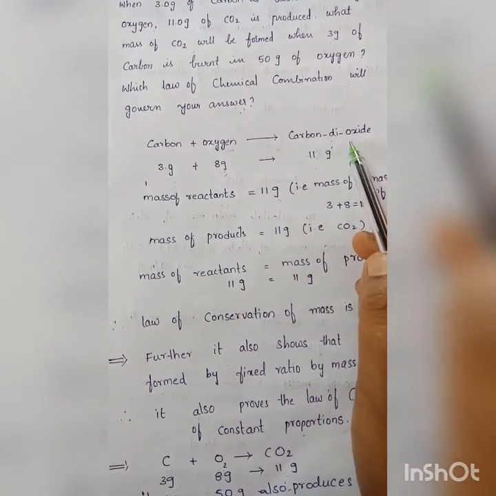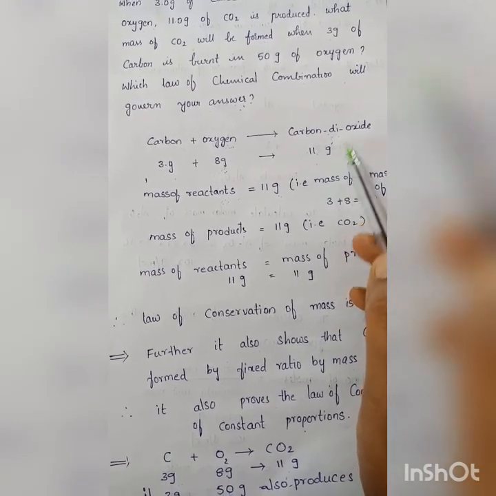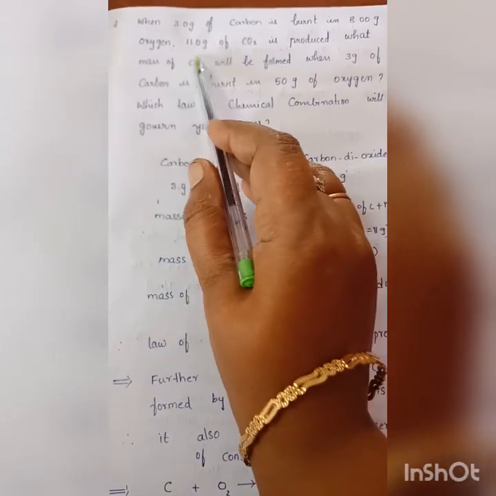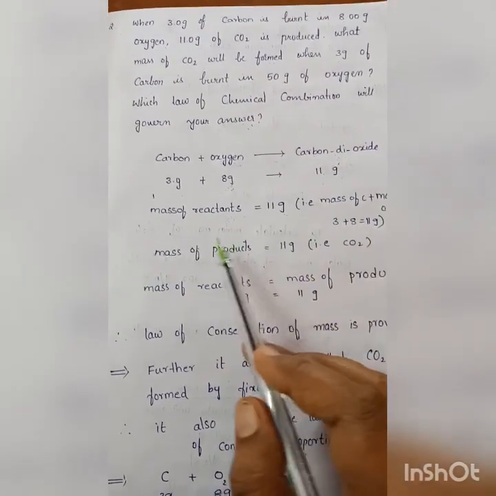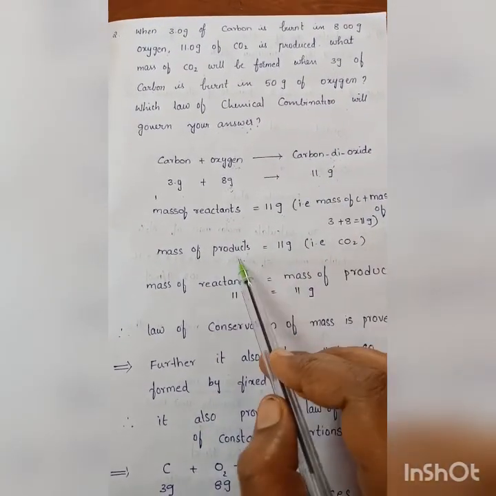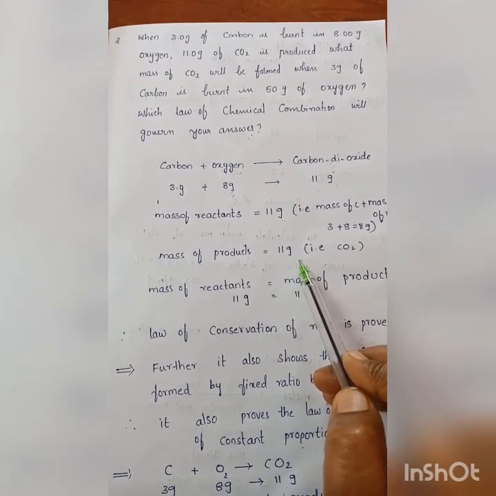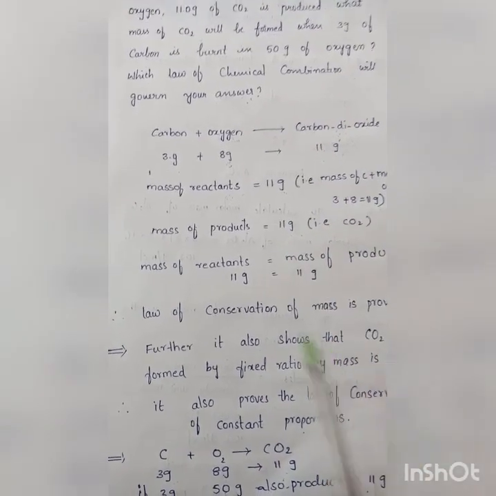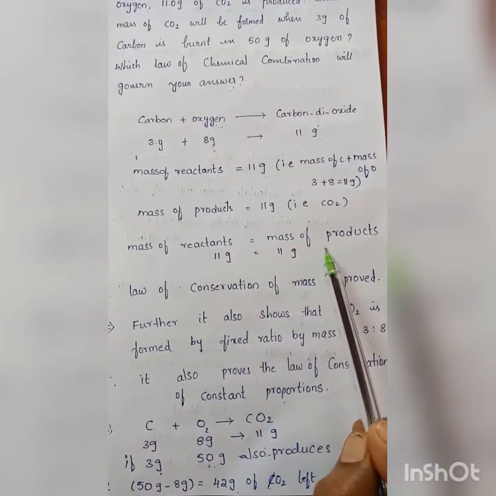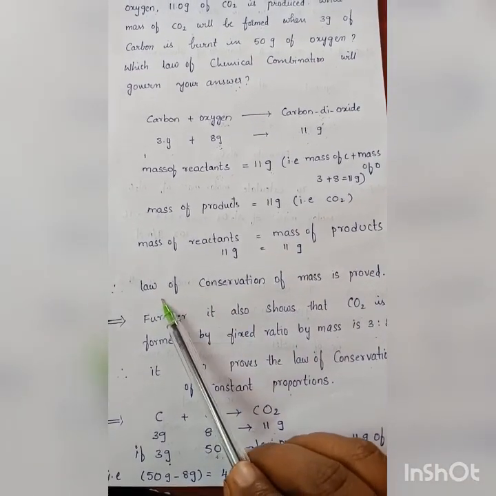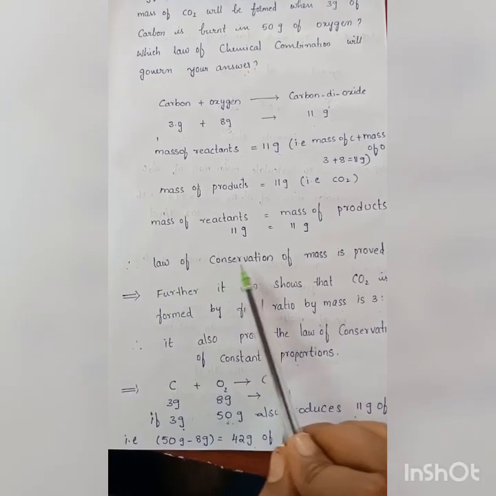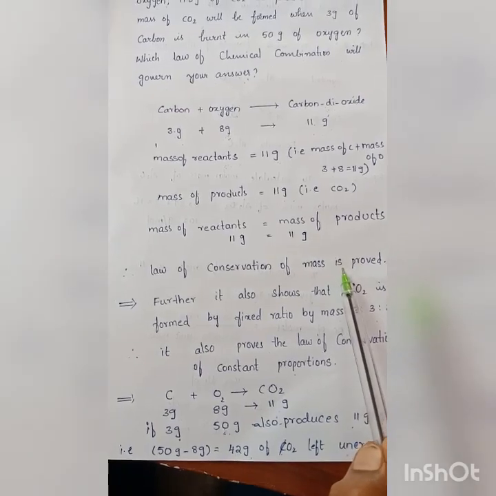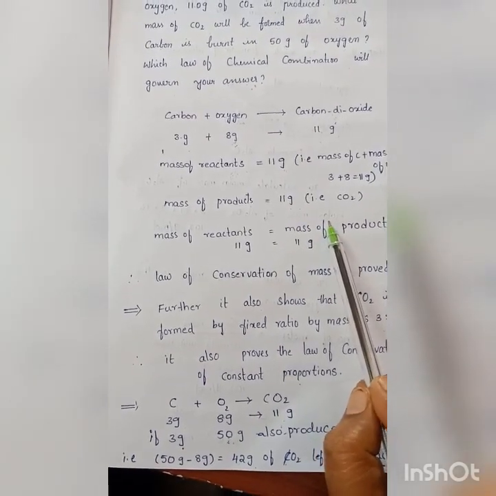Next, mass of product. Here only a single product is there. Mass of product is already given in the data. That is, 11 grams of carbon dioxide is produced. So the mass of product is 11 grams. Here you are observing that the mass of reactants is equal to the mass of products, which is nothing but the law of conservation of mass. Hence, the law of conservation of mass is proved in this chemical reaction.